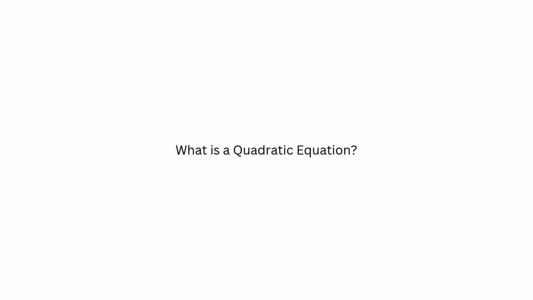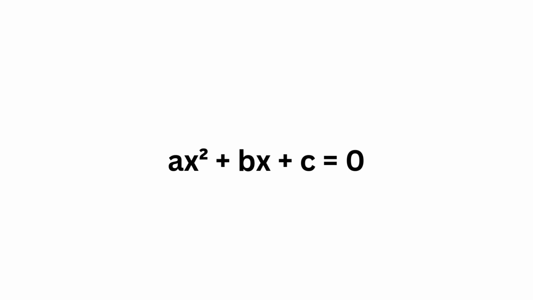What is a quadratic equation? A quadratic equation is any equation that can be written in the form ax squared plus bx plus c equals 0, where a, b, and c are numbers, and x is the variable. Let's break this down with an example.